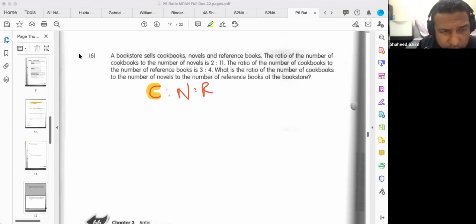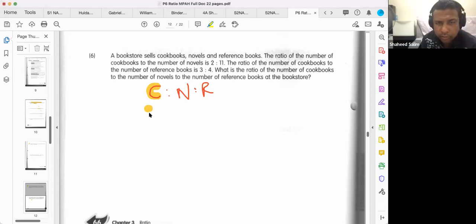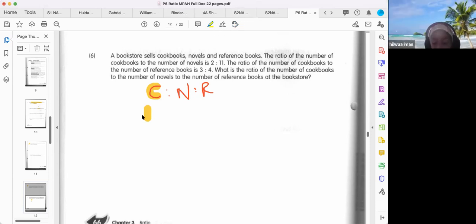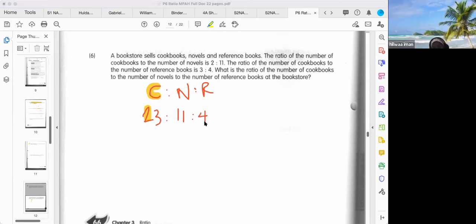Hilwa can do that. And 3 to 11 to 4. Answer is 23. 3, 11. I am going to try, okay?